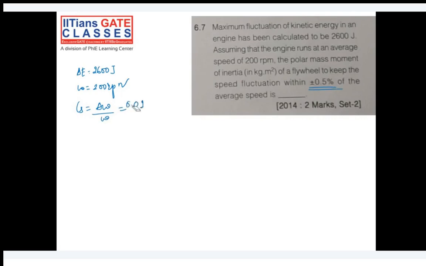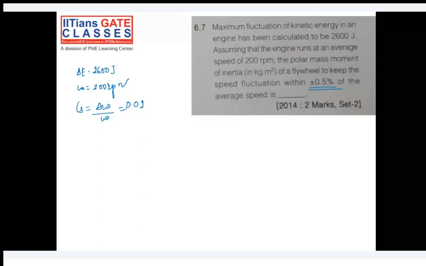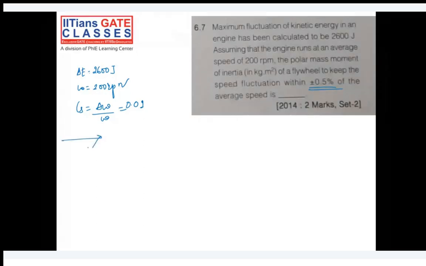So now you got an idea about it. 0.01 you can say of the speed. So what they are asking is the polar moment of inertia. So solve this question. Delta is given. Omega is given in RPM. So 2 pi N divided by 60, if you do, how much? 2 pi into 200 divided by 60, 20.93 you will get radian per second.